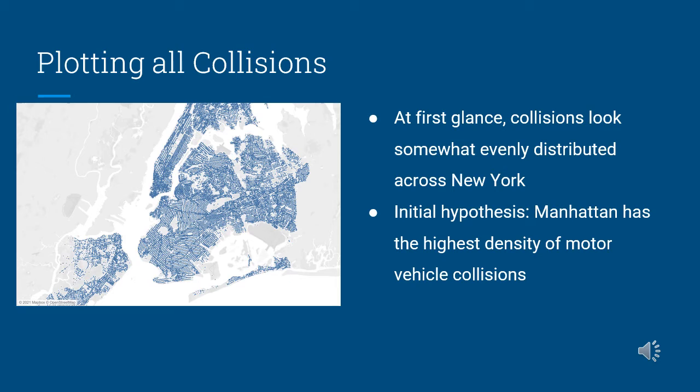First, we plotted each collision on a map in Tableau to get an overall view of the data. At first glance, the collisions look somewhat evenly distributed across New York, and our initial hypothesis is that Manhattan should have the highest density of motor vehicle collisions since it's the highest populated area.